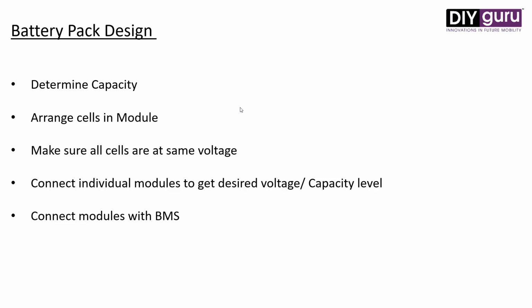Before combining them into modules, and before going for spot welding, we have to make sure that all the cells are at the same voltage. This would assure that we are going for a balanced battery, because once we have welded and formed a battery pack, if cells are at different voltages, then that would not give us the desired capacity that we want.